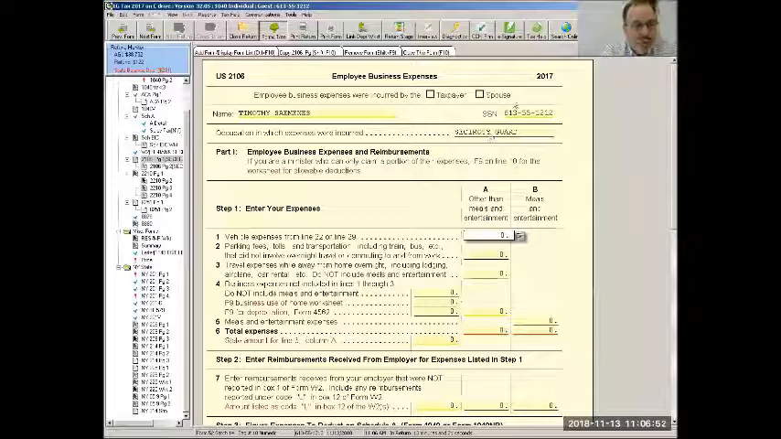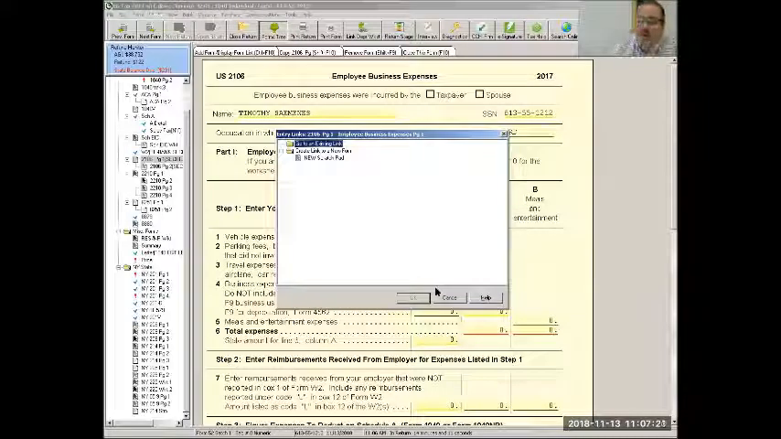Okay. So we have work uniforms. Well, let's look at our enter your expenses here in part 1. We got vehicle expenses. We'll talk about that. Parking fees, tolls, transportation fees. Travel expenses while away from home overnight. Business expenses not included in lines 1 through 3, do not include meals, okay? So that's probably a pretty good one. So let's go to that line, hit F9. What's in there?